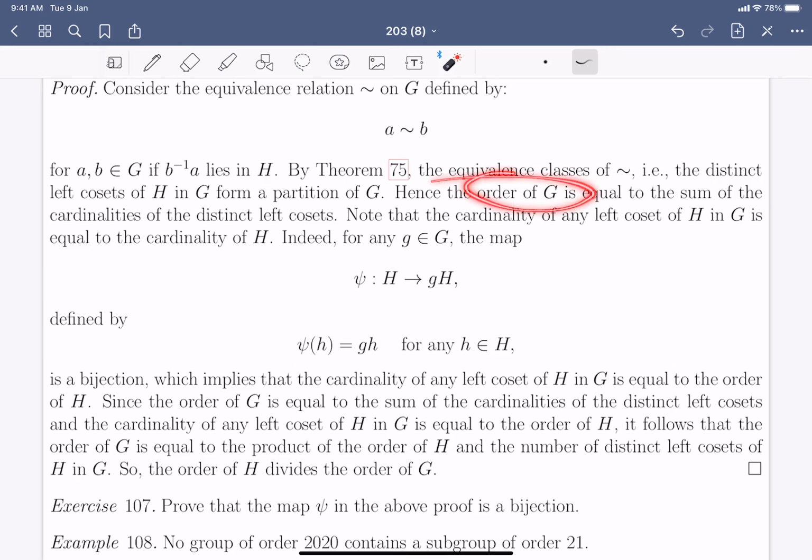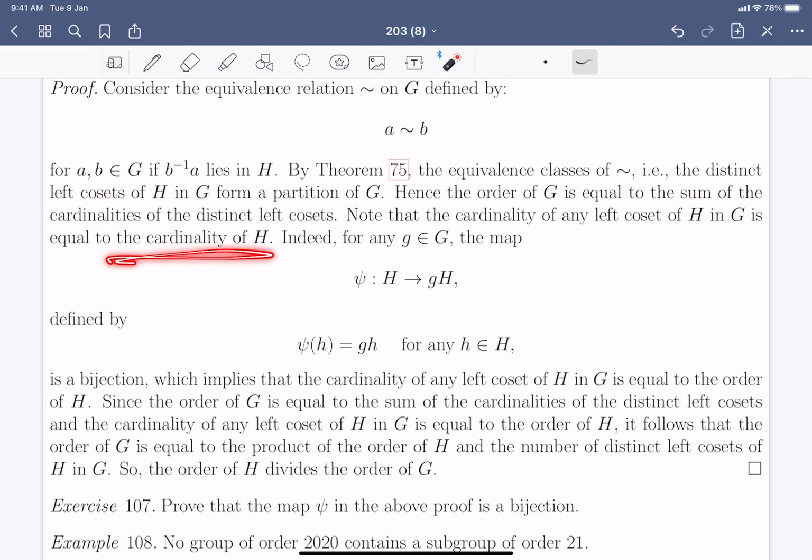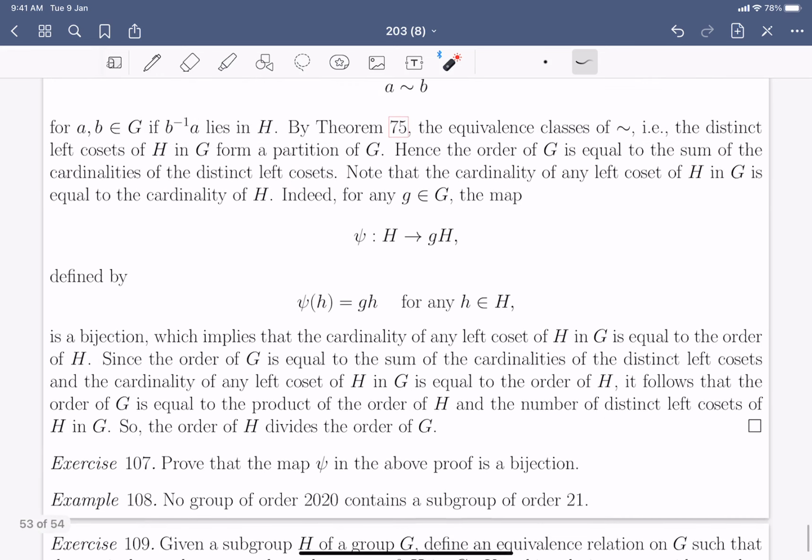Here you have an integer which you have expressed as a sum of a bunch of other integers, and we will show that those integers are all the same, in fact equal to the size of H. This is actually straightforward. You just need to show that if you pick a left coset of H, of the form little g times H for some g in G, then little g times H and capital H have the same cardinality.